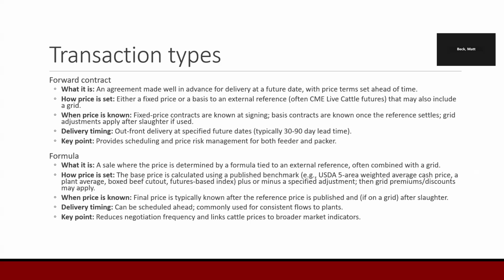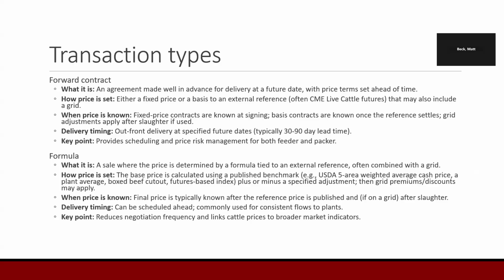So this may also include a grid, but you would have ahead of time agreed upon what that grid would be, what your premiums and discounts would be based off quality and yield grade. Okay, delivery. So it's an outfront delivery. It's at a specified future date, could be 30 to 90 days. I know some people will have them forward contracted at the time they arrive in the feedlot.